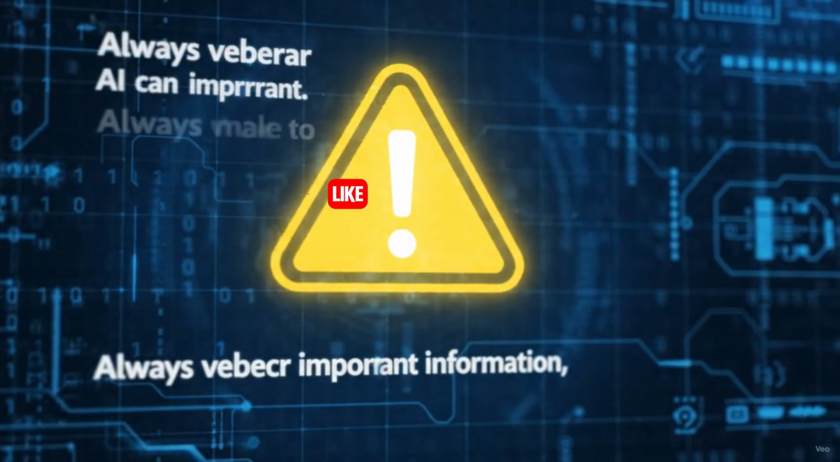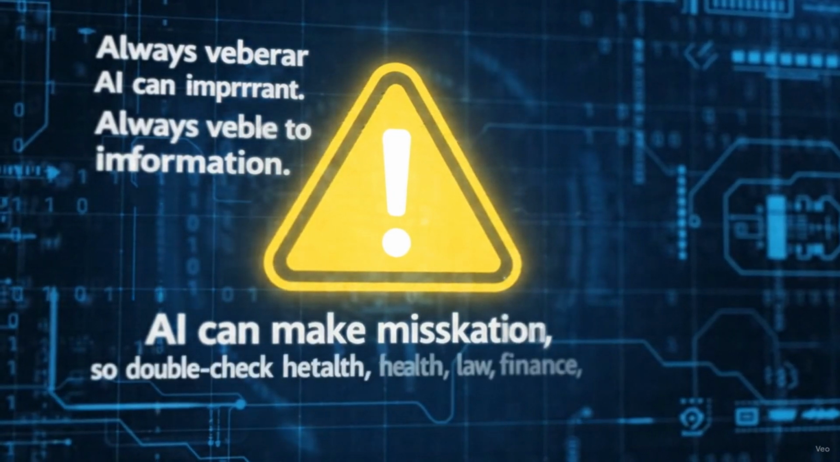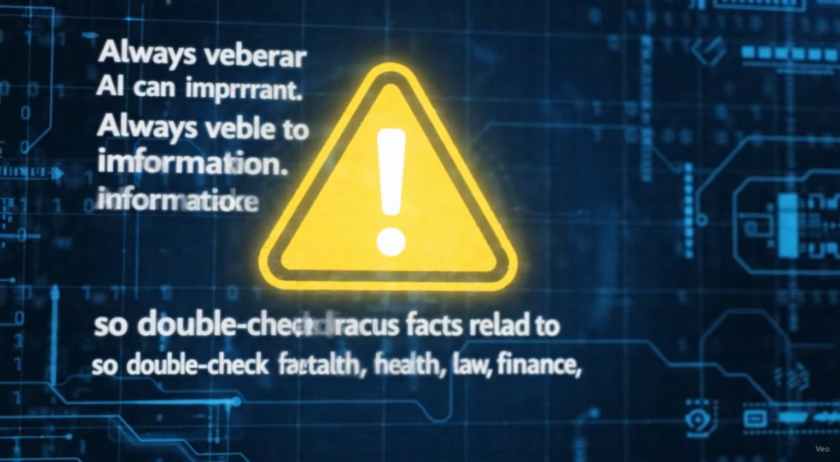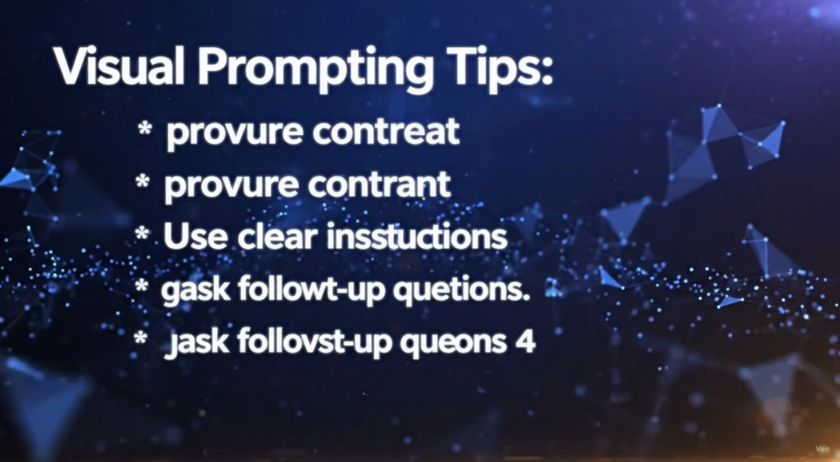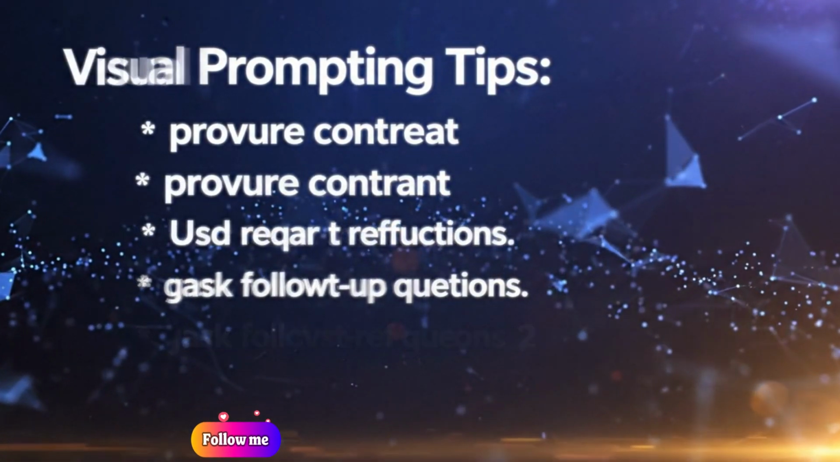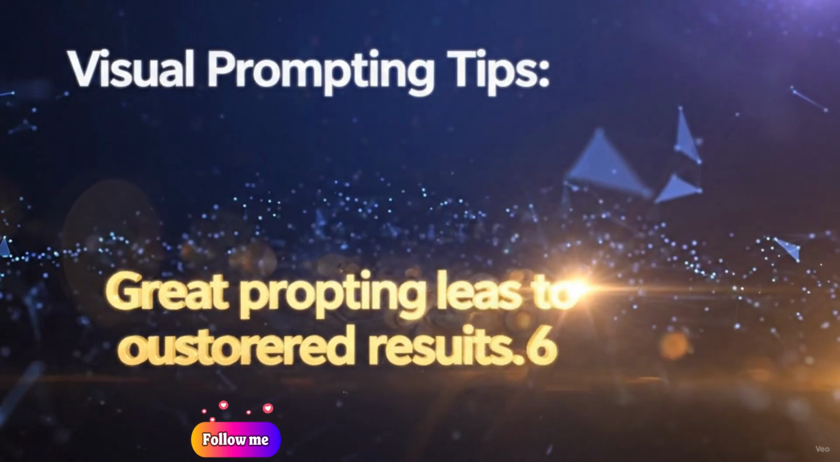Always verify important information. AI can make mistakes, so double-check facts related to health, law, finance, or critical decisions. Use clear instructions, provide context, ask follow-up questions, and request revisions. Great prompting leads to outstanding results.